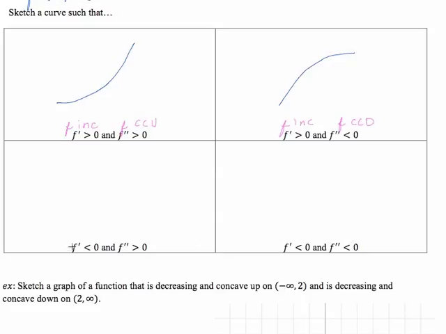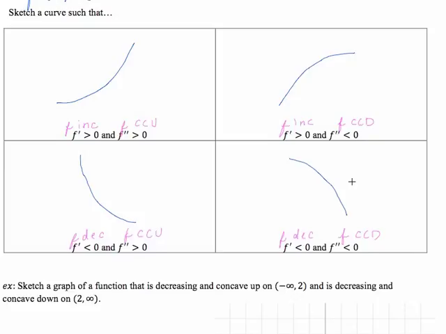Next, if f prime is less than 0, f is decreasing. And if f double prime is greater than 0, f is concave up. So if it's decreasing, it's going down, but it's concave up also, so we'll give it a little curve upward. And if f prime is less than 0, f is decreasing, and if the second derivative is also less than 0, f is concave down. So that would look something like that.